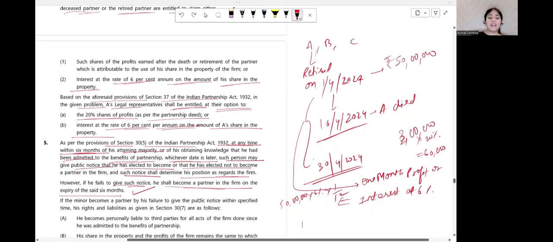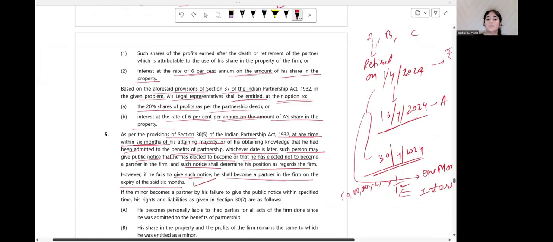Now, he becomes personally liable to third parties for all acts of the firm done since he was admitted to the benefits of the firm. So from the day he was admitted to the benefits of the firm, you will be considering that this person is also liable for all the benefits of the firm. Even though you became a partner after 6 months of that expiry period, still you will be considered as the partner from the day you were admitted.